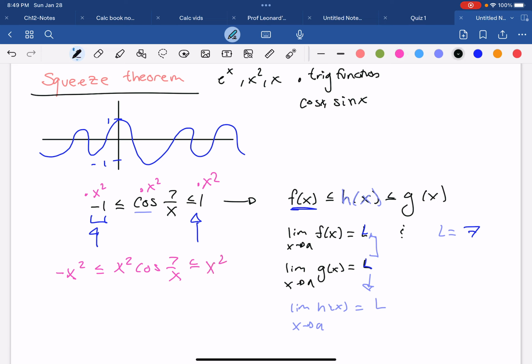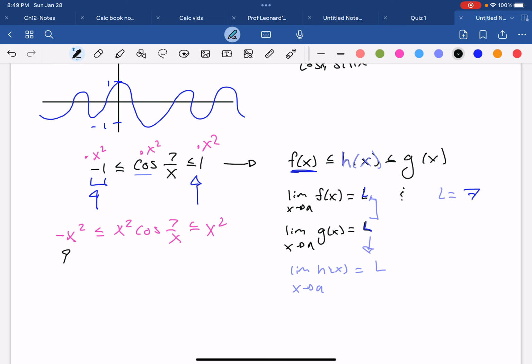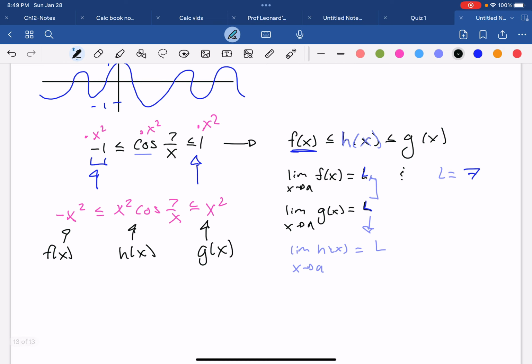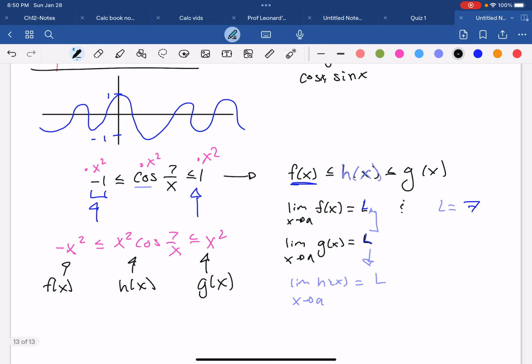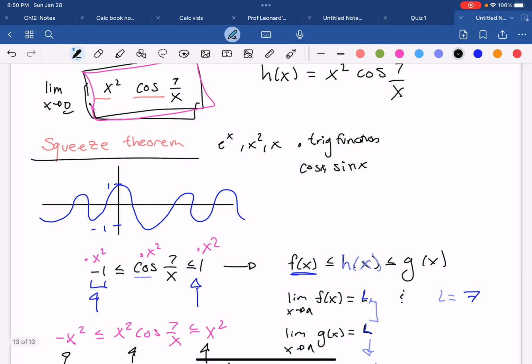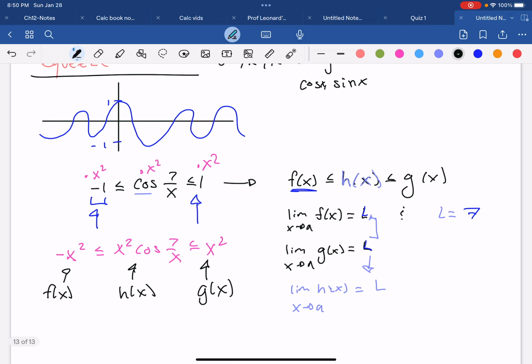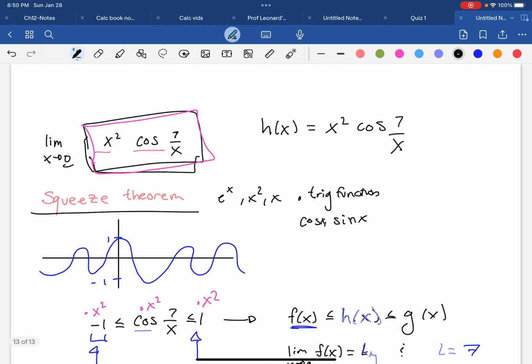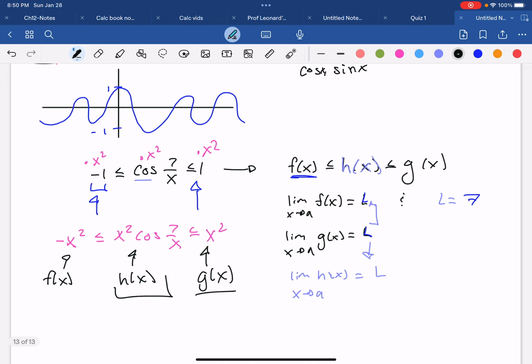Now that we have our functions written like this, we can call this function our f of x, this is our h of x, and this is our g of x. All we have to do is test out the squeeze theorem to see if the limit as we're approaching 0 of f of x equals the limit as we're approaching 0 of g of x. If those two are the same value, then that is what our h of x function is going to be, and that is what we're trying to find.